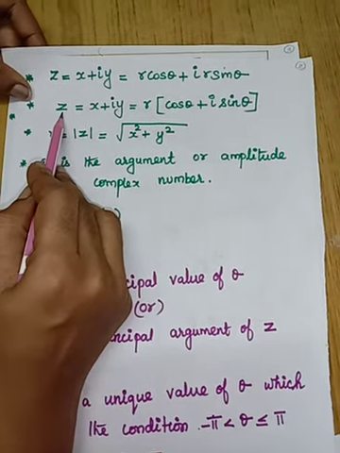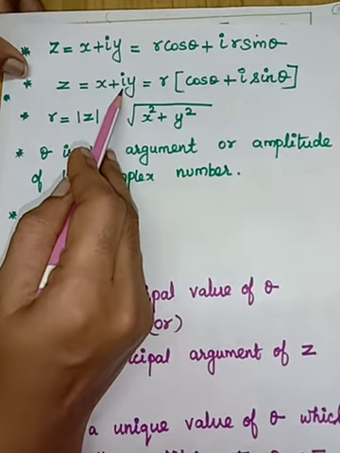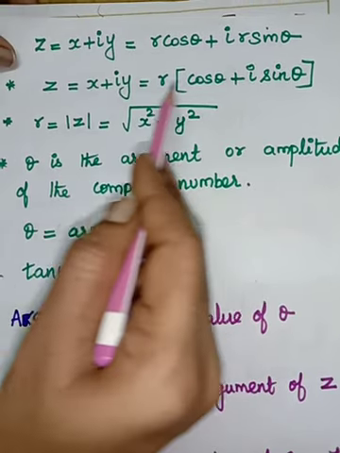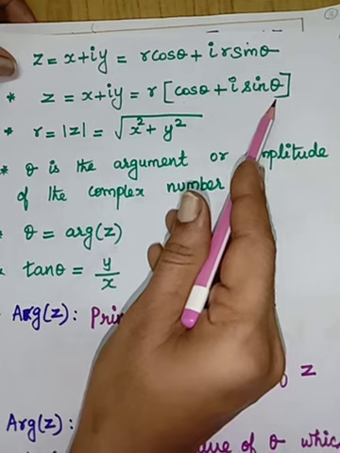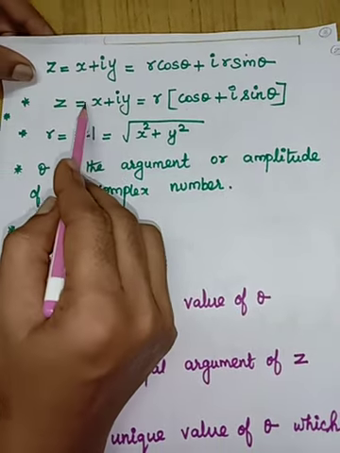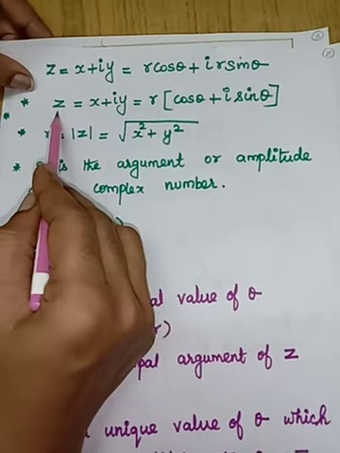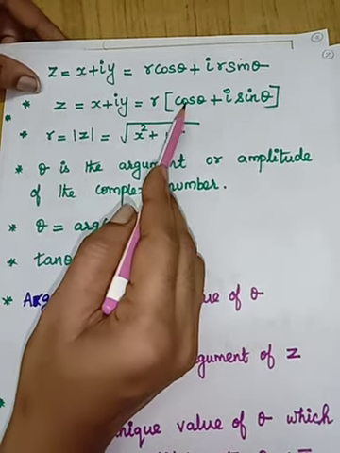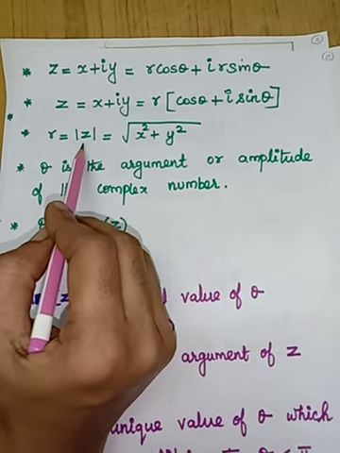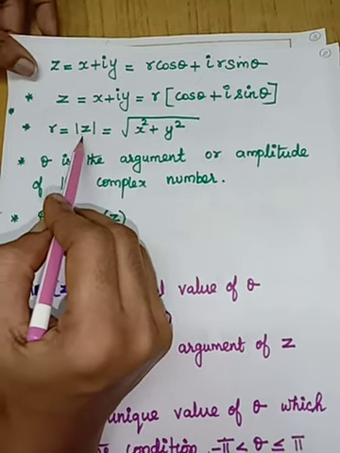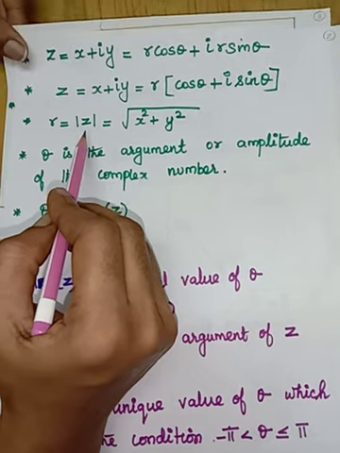Z is a complex number. In the rectangular form, it can be written as x plus iy. This can be written in polar form as r into cos theta plus i sin theta. This is the rectangular form of the complex number, and this is the polar form of the complex number. In the polar form, what is r? R is nothing but the modulus of the complex number, or we can call it the absolute value of the complex number.